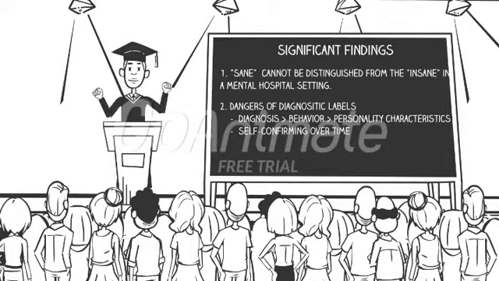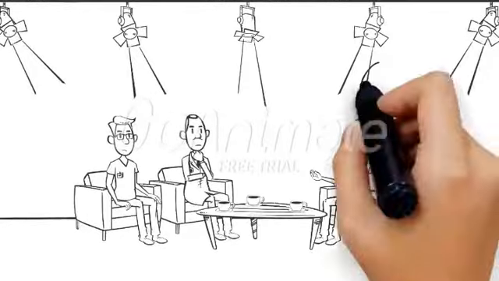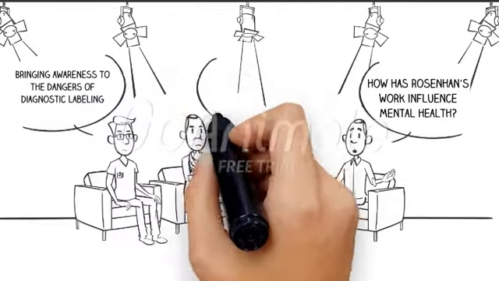Second, Rosenhan demonstrated the danger of diagnostic labels. Once a person is labeled as having a certain psychological condition, that label eclipses any and all of his or her other characteristics. All behavior and personality characteristics are then seen as stemming from the disorder. The worst part of this sort of treatment is that it can become self-confirming. That is, if a person is treated in a certain way consistently over time, he or she may begin to behave that way.